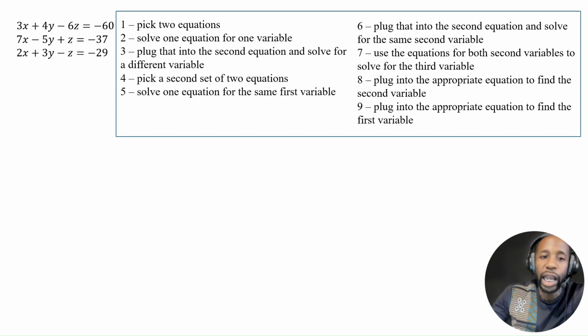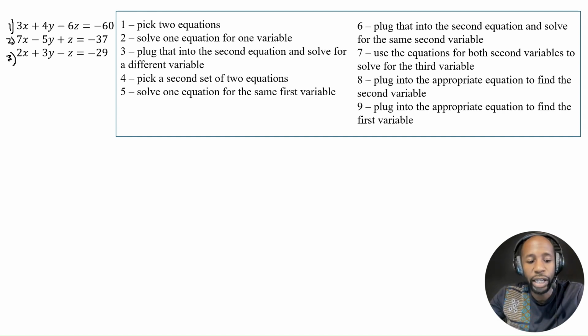Okay. Now, so let's look at this. We have three equations. I'm going to number them one, two, and three. Three equations, three unknowns. If you have three unknowns, you need three equations to find all three of those unknowns. So the first thing we're going to do is pick two equations. Just to make it simple, I'm going to pick the first one and the second one.